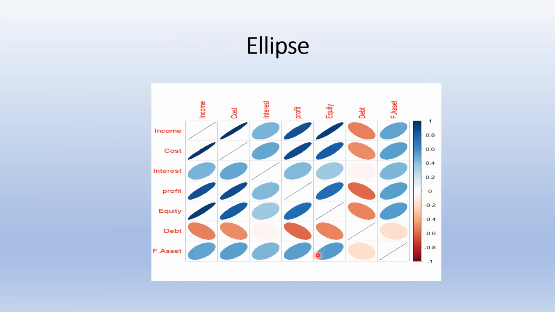Now here you can find a round ellipse, and the color is light. So it indicates that the correlation coefficient is moderate. Why is it moderate? Because we have learned that on this diagonal, if the correlation is near 1, it is a straight line. But if it is round and has a light color, the correlation coefficient is weak. So the rounder the ellipse, the weaker or lower the correlation coefficient.